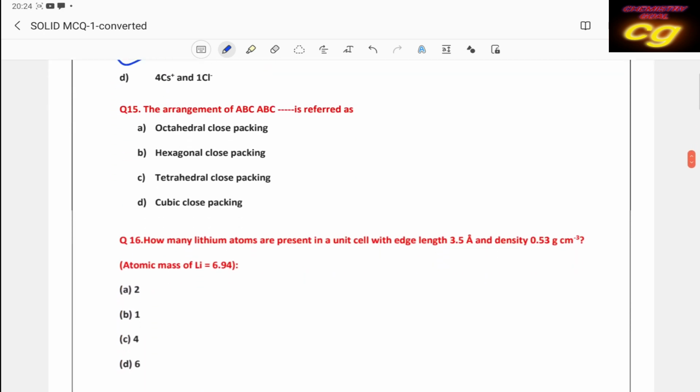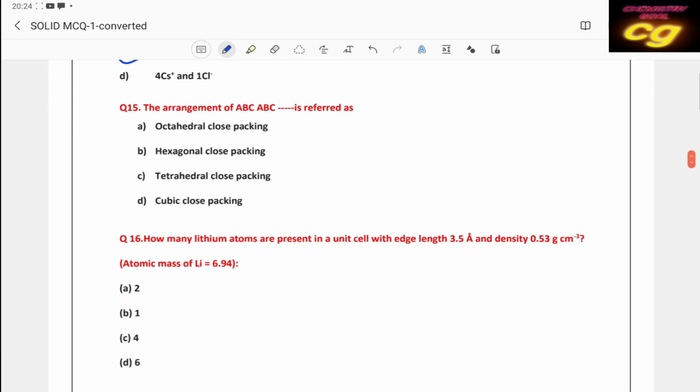Then question number 15. The arrangement of ABC is referred to as octahedral close packing, hexagonal close packing, tetrahedral close packing, or cubic close packing. ABC always means cubic close packing, but AB is called hexagonal close packing. So answer is D.